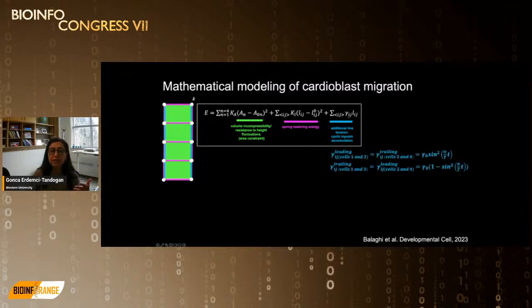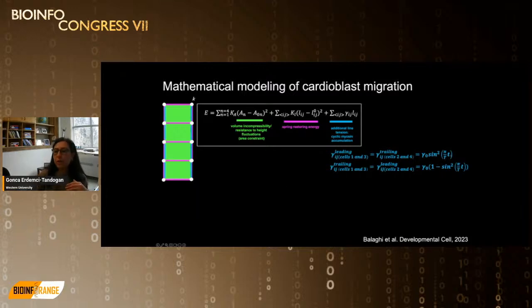We introduce this additional line tension using a sinusoidal function, because we know from the experimental data that the edge is contracting in a cyclic fashion. So that's why we have a line tension, where gamma naught is the magnitude of this line tension, and we use a sinusoidal function to mimic the cyclic contraction. And T here, the capital T, is the period of these oscillations, like how quickly we are going to contract the back and the front of the edge.